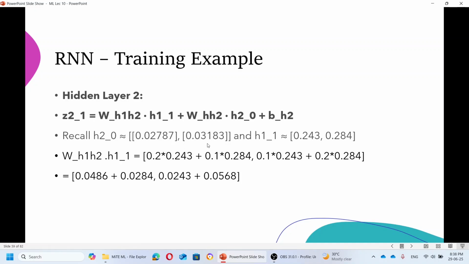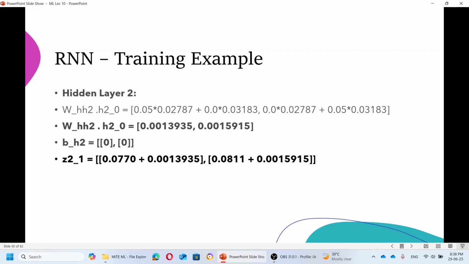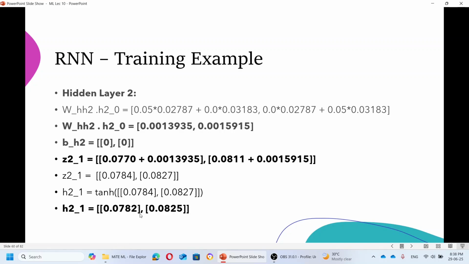0.02787 and 0.3183, and also we have got H1 is equal to 0.243 and 0.284. Now we will use the previous values which we have computed at t is equal to 0. So finally we get the output of hidden layer 2 as 0.0782 and 0.0825. I have not explained this step by step over here because I have explained it multiple times before. So I hope that you already understand how we have got these values.